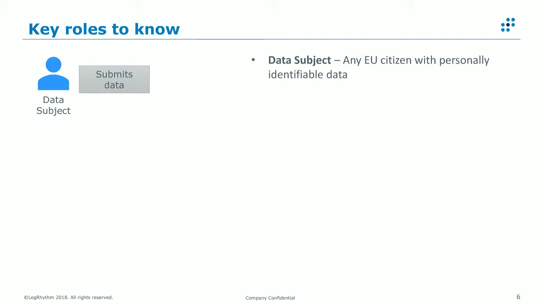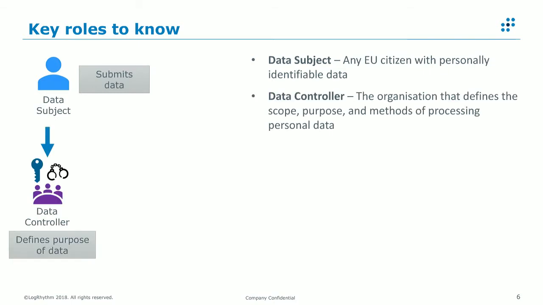This is an EU citizen, somebody who has personally identifiable information. It could be anyone. It could be an employee. It could be a customer. It could be somebody you're trying to market to. It could be somebody you're trying to recruit to hire into your company. It could be a member of the general public who you happen to capture information about.